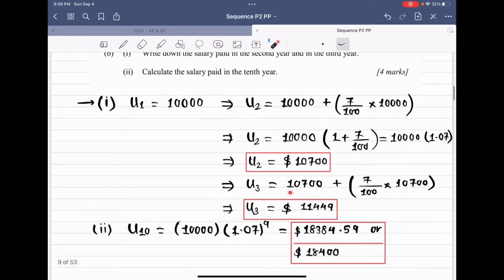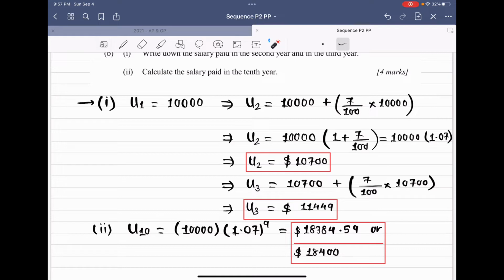u3 is definitely 10,700 plus 7% of the previous year, that is 10,700, not 10,000. So 7% is 7 over 100 times 10,700. If I calculate this, I will get $11,449. Now check whether you are getting arithmetic or geometric. It is definitely 10,700 divided by 10,000, you will get the ratio 1.07. 11,449 divided by 10,700, again you will get the ratio 1.07.